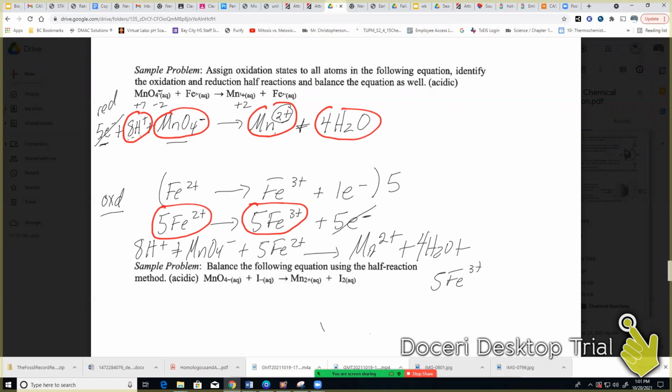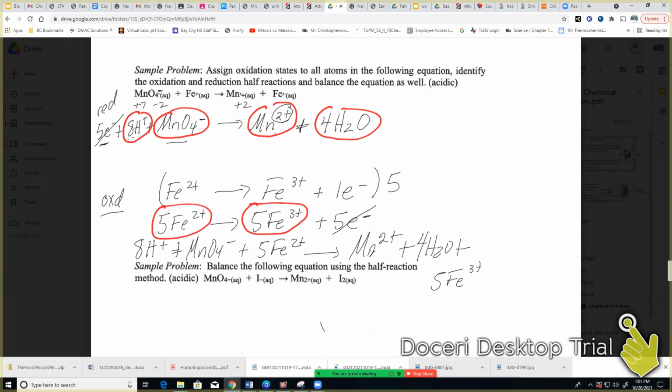And if I check my charge, I have 5 over here, and here I have... Oh, no, I have more than 5. Don't I have 17, 8? Yeah, and my charge is balanced too. So that would be my final equation.